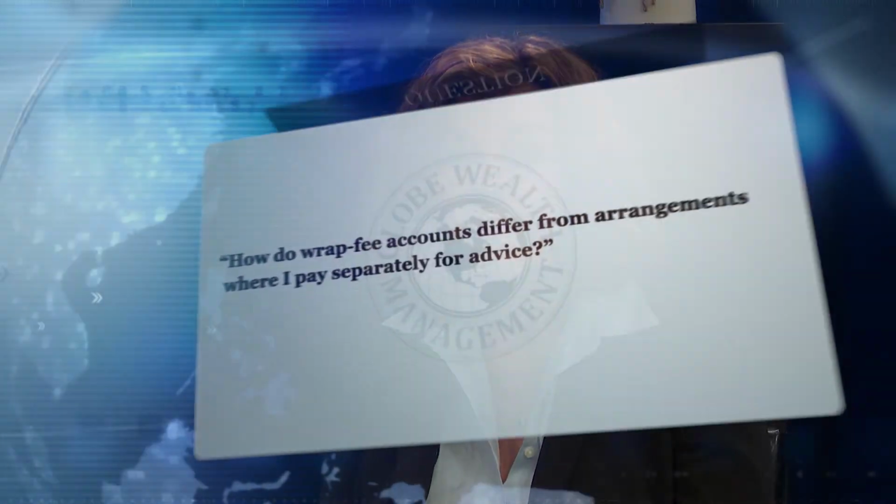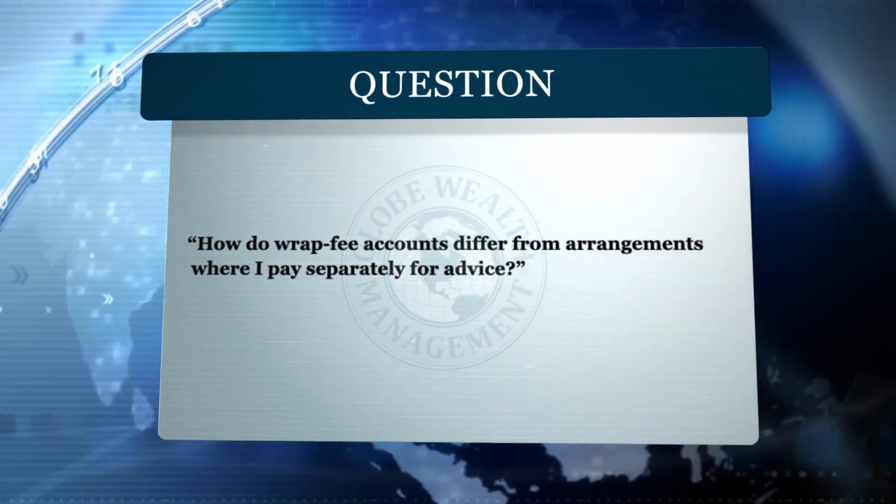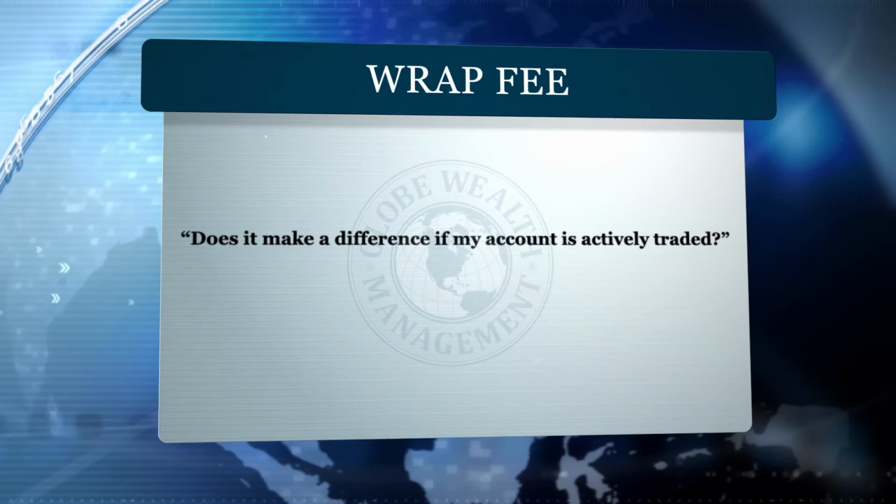So Stacy, how do wrap fee accounts differ from arrangements where I pay separately for advice? So a wrap fee has a billing structure based upon assets under management. There is a percentage of assets calculated against the value of your portfolio, and most often it's billed quarterly. So paying for advice can be set up as a flat fee for a one-time evaluation, or you can set up a retainer arrangement where you pay monthly for advice, and it's not based upon your assets under management. So Regina, does it make a difference if my account is actively traded or not?